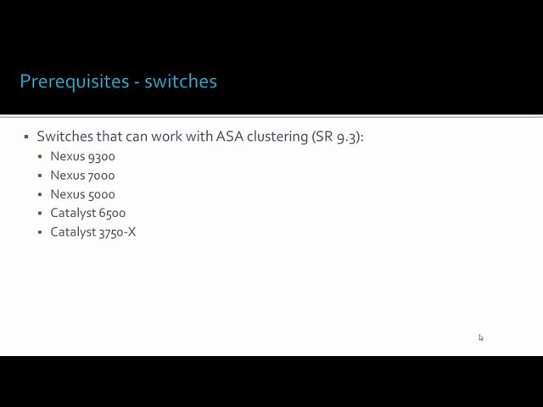It is also important to remember that not every switch can work with ASA cluster, and as of software release 9.3, we are supporting following switches that can work together with cluster. These are Nexus 9300, Nexus 7000, Nexus 5000, Catalyst 6500, Catalyst 3750X.